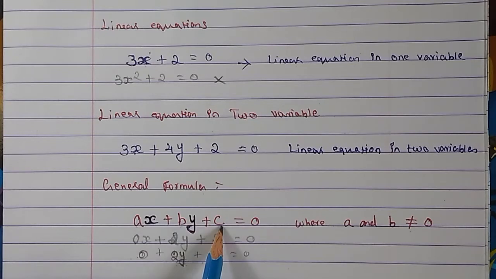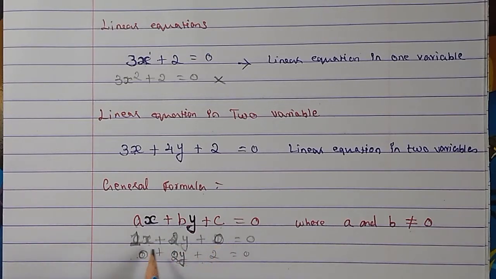And in the place of c, any real number, but not 0. A and b should not be 0. C, no problem. If c is 0, no problem. Here there should be some number. In the place of a, I put 1 now. Okay. So now 1x plus 2y plus 0.